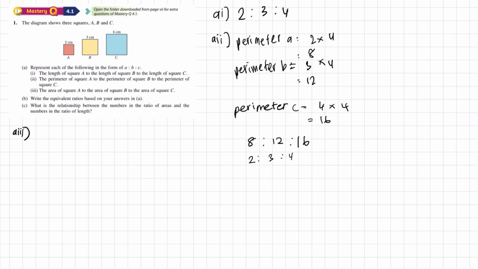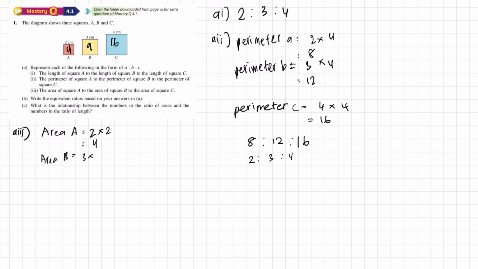The area. Okay, area for A is 2 times 2, which is 4. 3 times 3 is 9. 4 times 4 is 16. So you just need to write it. Please do show your calculations, just in case the examiner wants to see it.